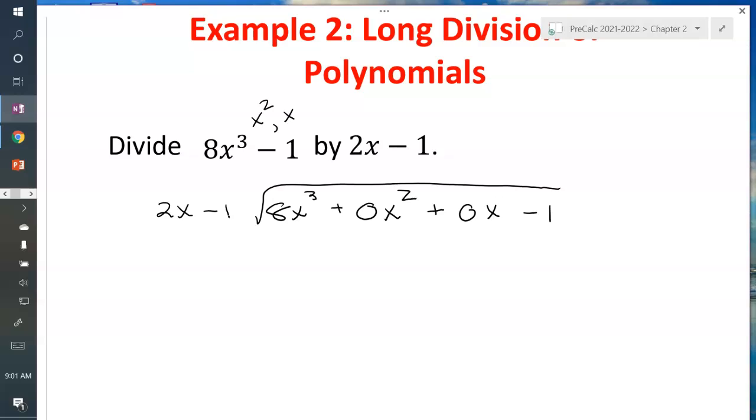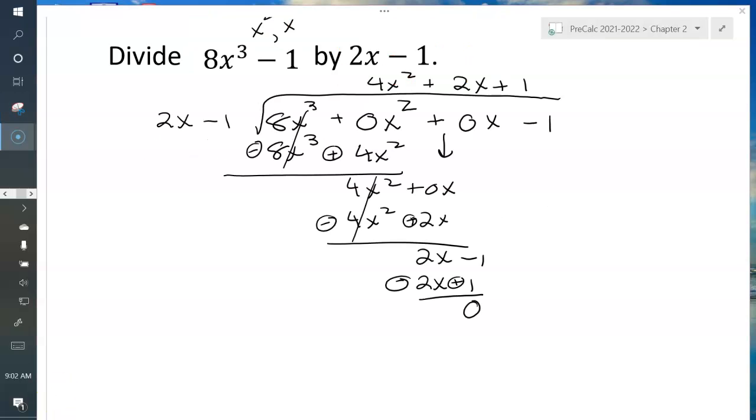So at this point, I would like you to pause the video, try dividing this on your own, and then compare and see how you did. So please pause your video now. All right, so I got 4x squared plus 2x plus 1. Did you get that? If you did, congratulations. If not, pause the video, compare your work to mine, and see if you can find your mistake.